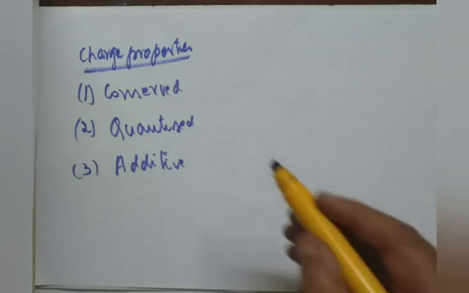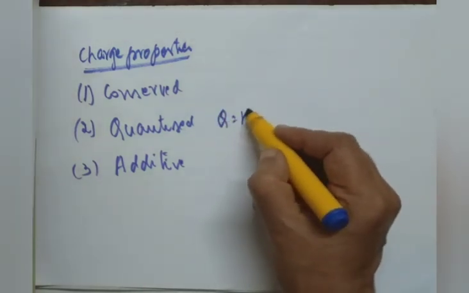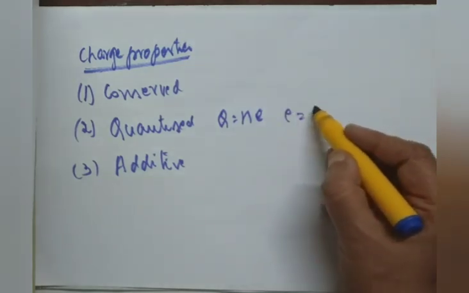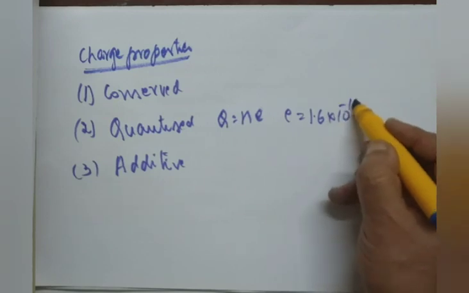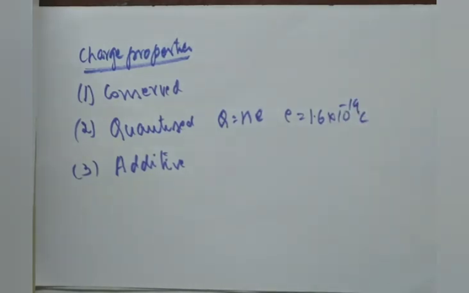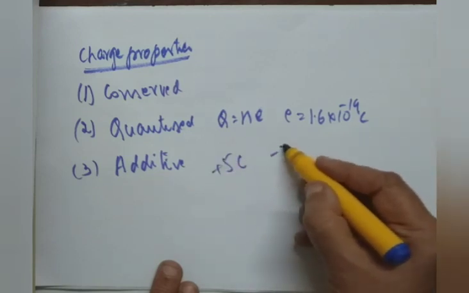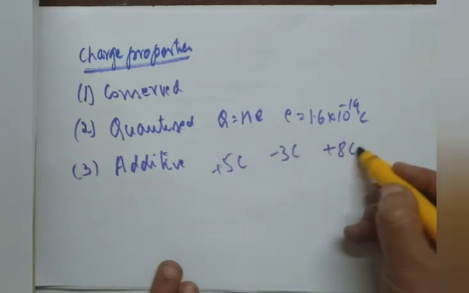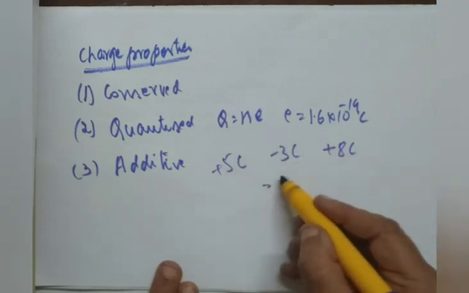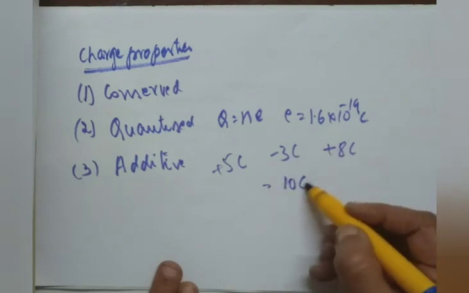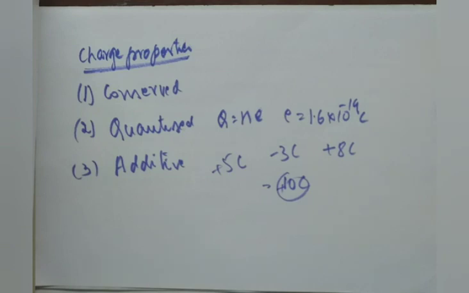Quantized means any charge Q can be written as integral multiple of elementary charge E, or the charge on the electron without sign. We take 1.6 10 raised to minus 19 coulomb. And additive property means charges get added algebraically. If you have plus 5 coulomb, minus 3 coulomb, plus 8 coulomb, then if we club them together, we get 5 minus 3, 2 plus 8, 10 coulomb together plus. So this is what we call as additive property. These three are the properties.